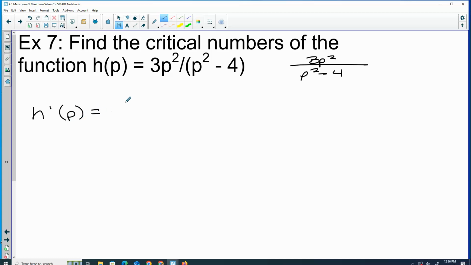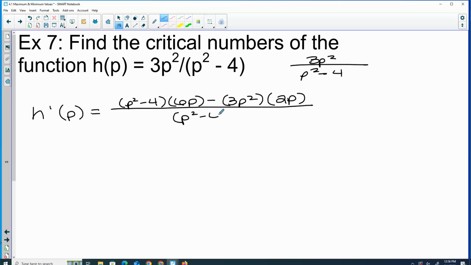Quotient rule. So low, D high, minus high, D low, derivative of the bottom would be 2p, over low, squared.